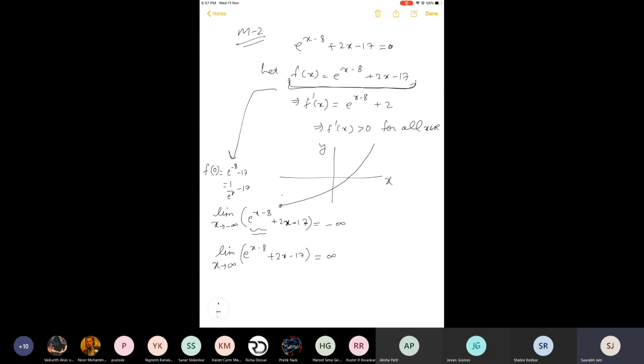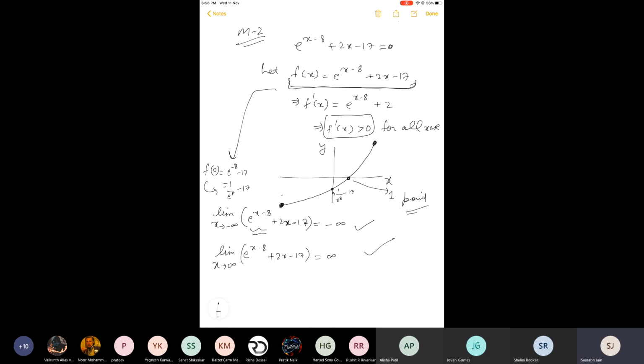Why? What is this point? At minus infinity, you are getting minus infinity. At plus infinity, you have plus infinity. The graph is strictly increasing because f dash x is positive, and at 0 also it is a negative value, this part. So this is sufficient to tell that the graph will be cutting the x-axis at one point. So this will be one solution.